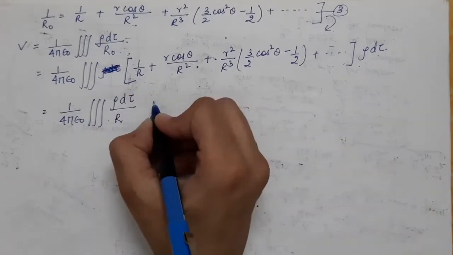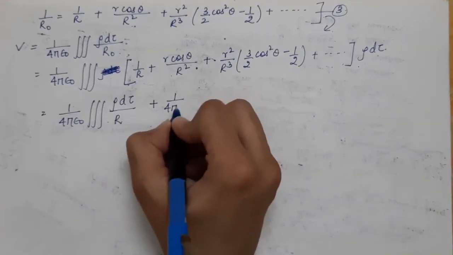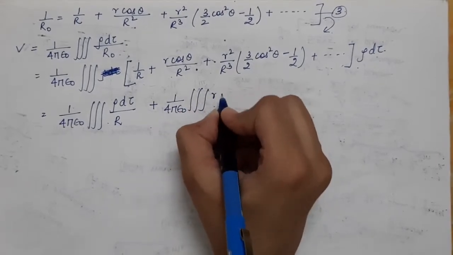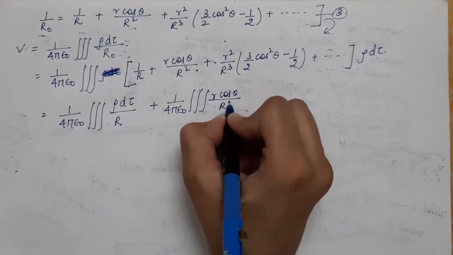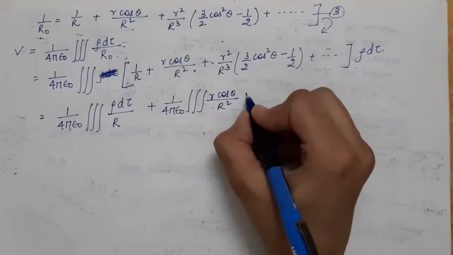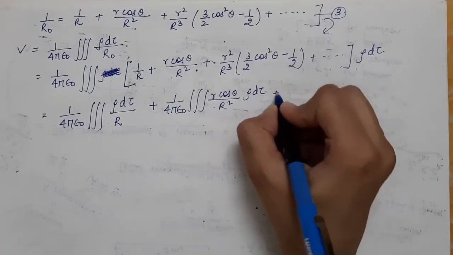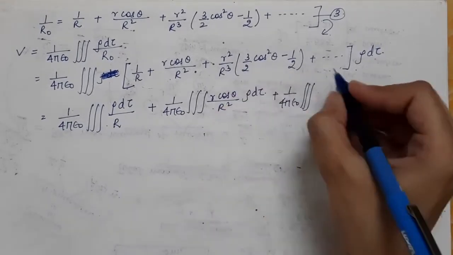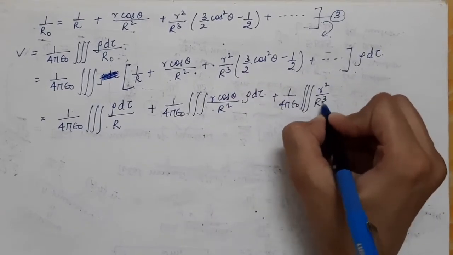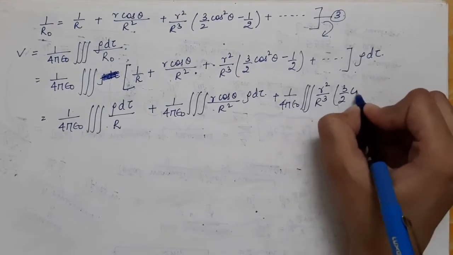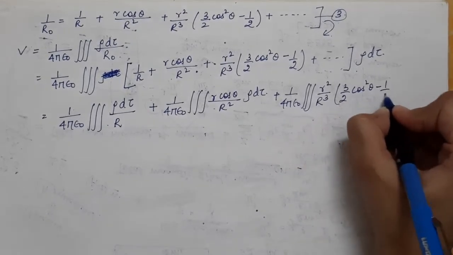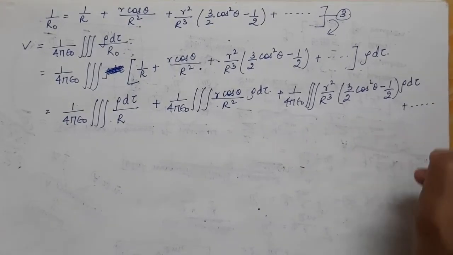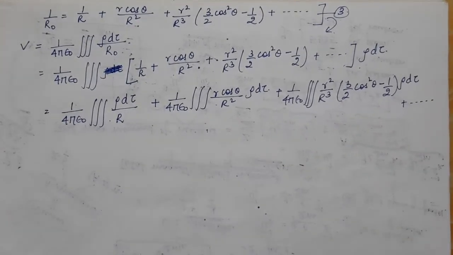This will be the first term, plus 1 by 4 pi epsilon naught integration of r cos theta divided by capital R square, times rho d tau, plus 1 by 4 pi epsilon naught integration of r square divided by capital R cube, times 3 by 2 cos square theta minus 1 by 2, times rho d tau, and we will have higher terms.